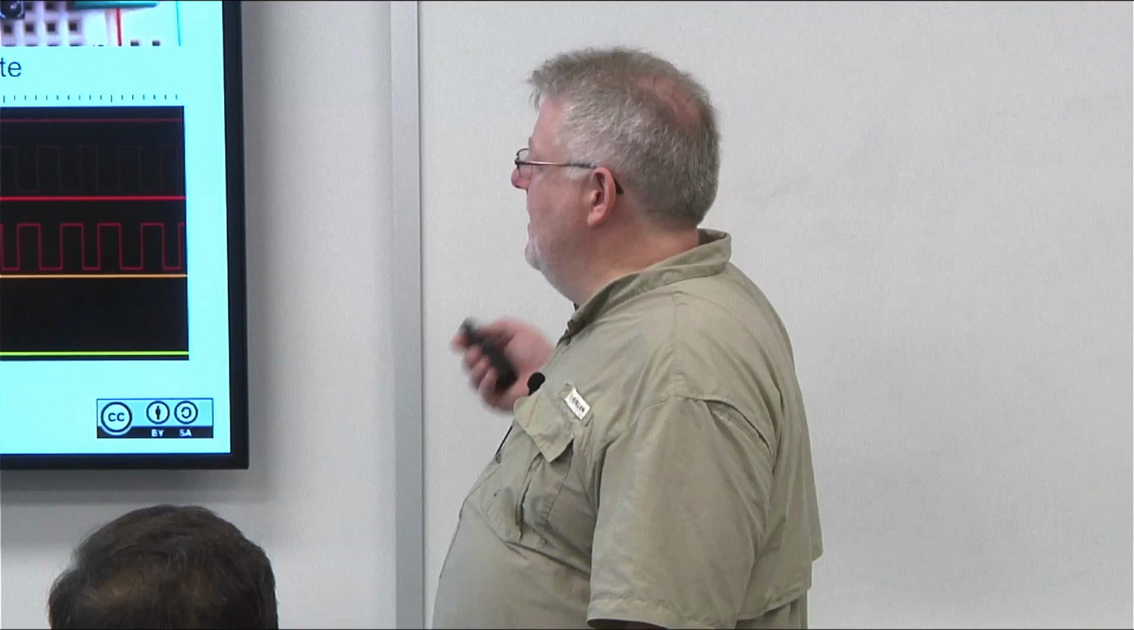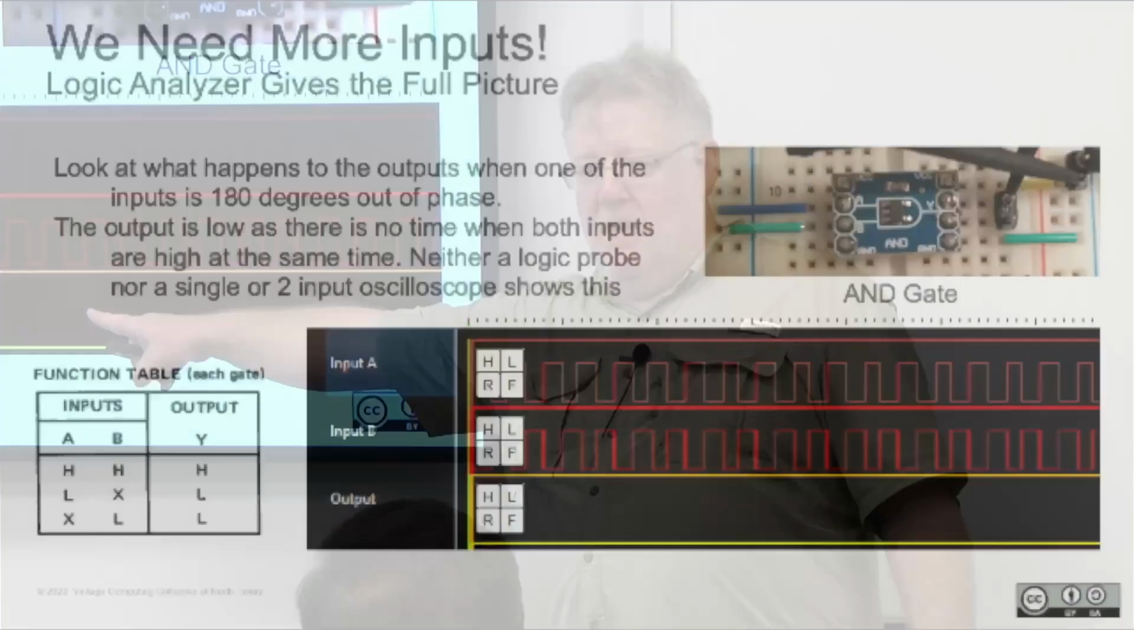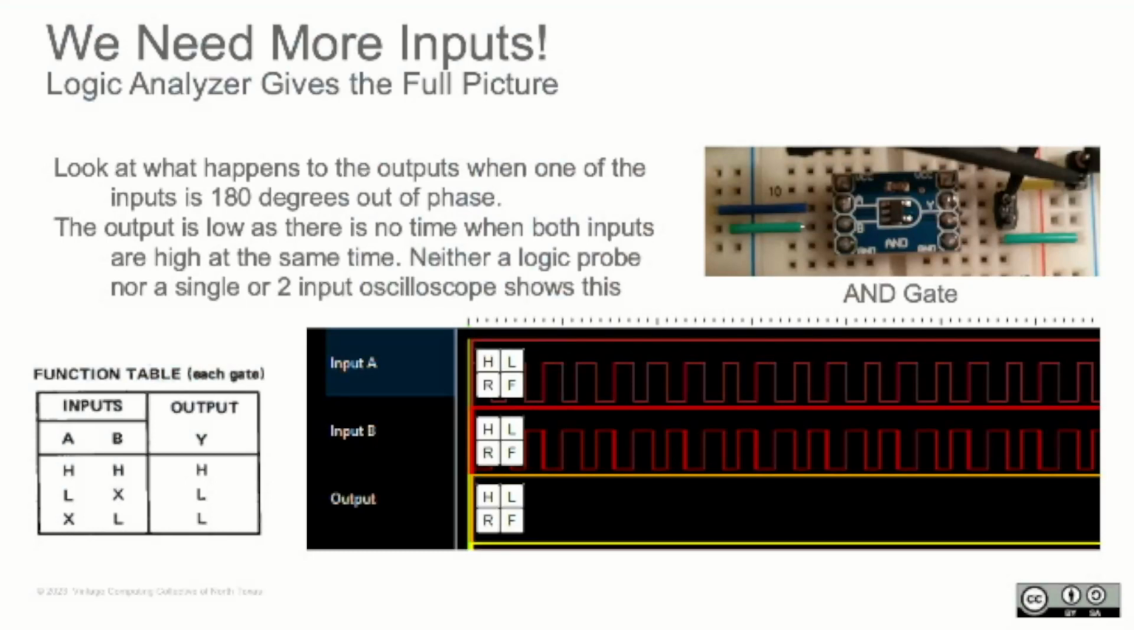So the logic analyzer is going to give us the full picture of what's going on. Now they're 180 degrees out of phase. So while this one's high, this one's low. We see the output's low. And with the logic probe, we're like, this gate looks dead. But it's not. It's operating properly, given the condition of the signals that are going into it.